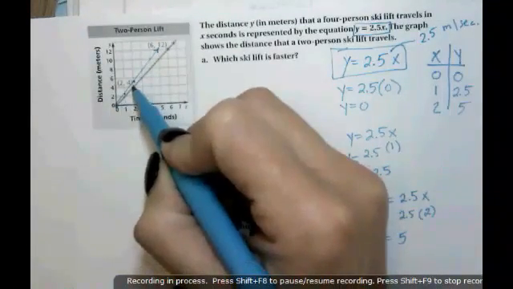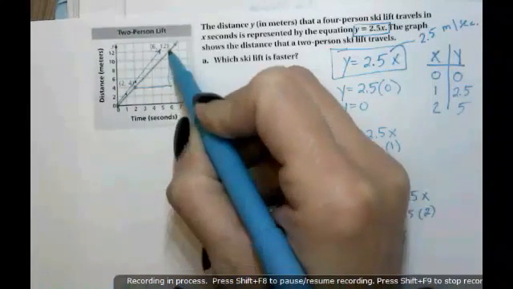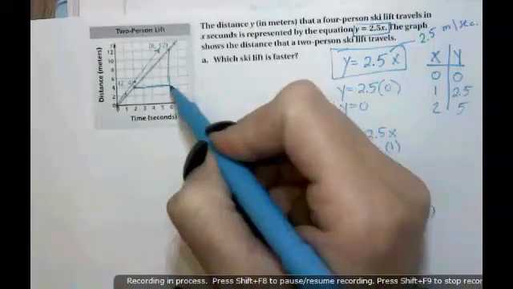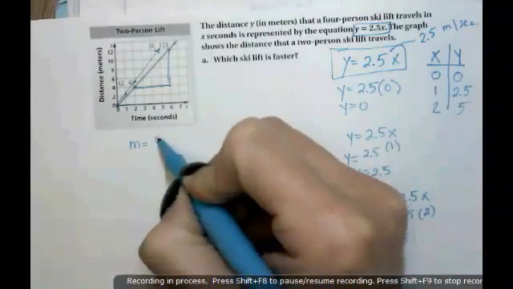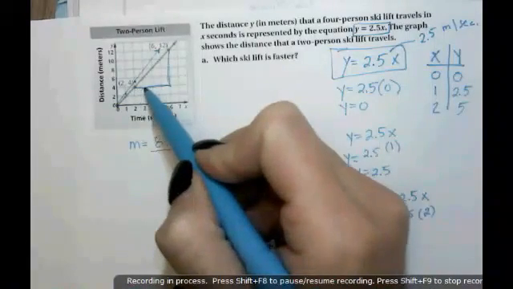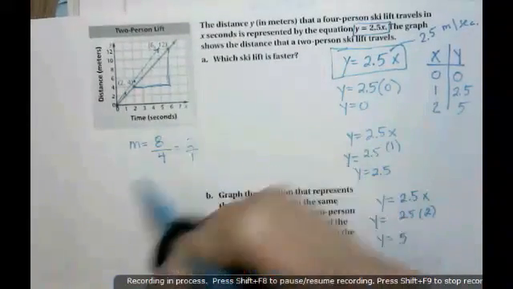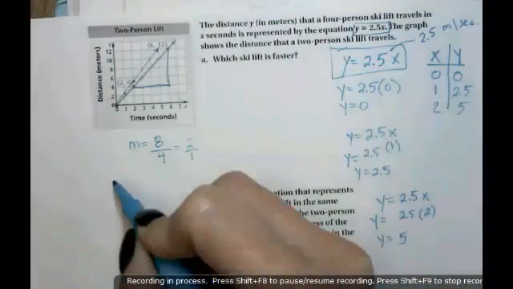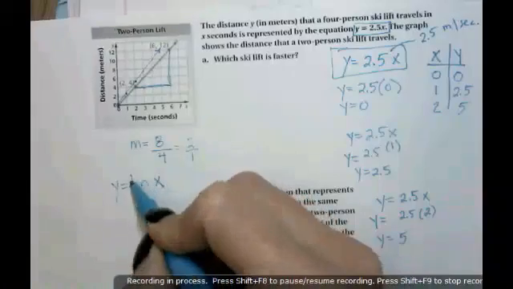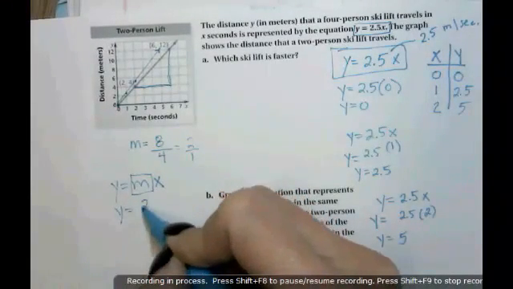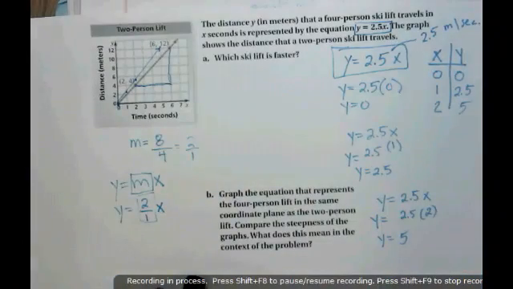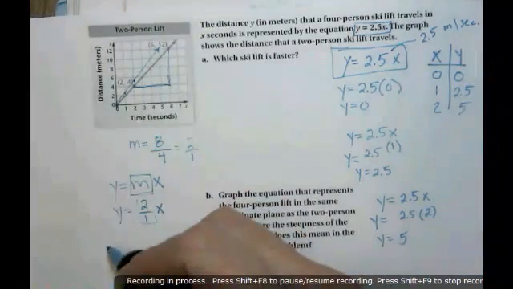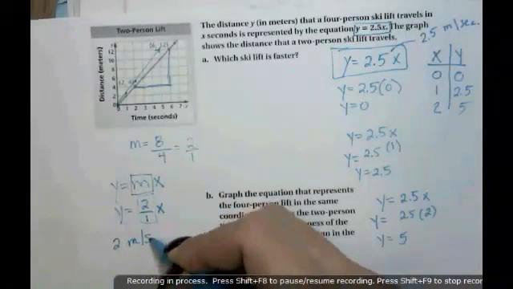The slope of this line, if I calculate my rise over run, I'm rising 2, 4, 6, 8, and I'm running 1, 2, 3, 4. 8 over 4 can be simplified to 2 over 1. So if I write this in a direct variation equation, I have to be able to put it in y equals mx, where m is my slope. Y equals 2 over 1x. So what does this mean as a unit rate? Well, this is telling me that I am traveling 2 meters per second.